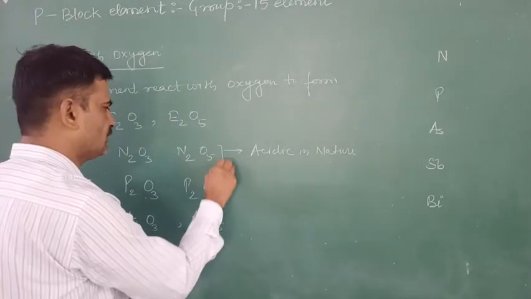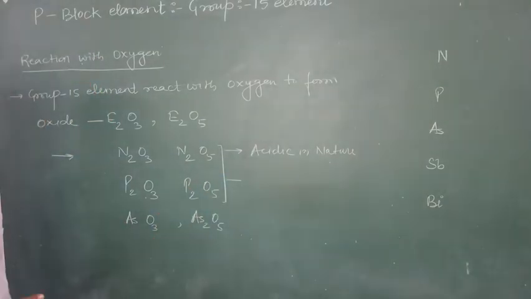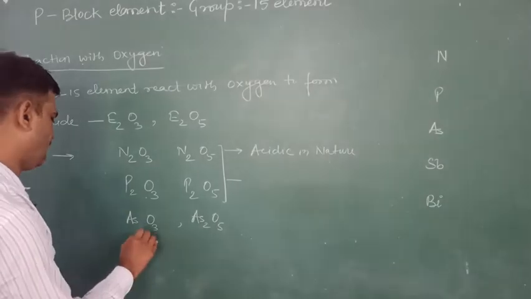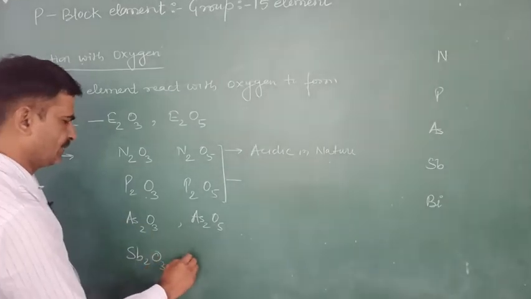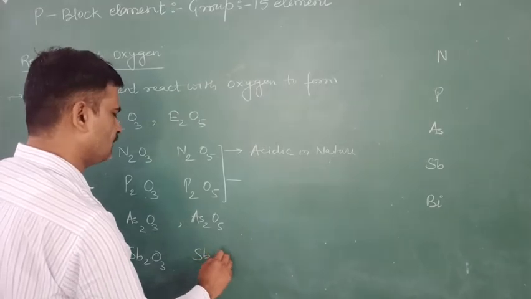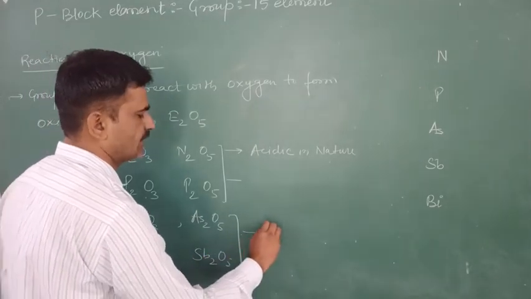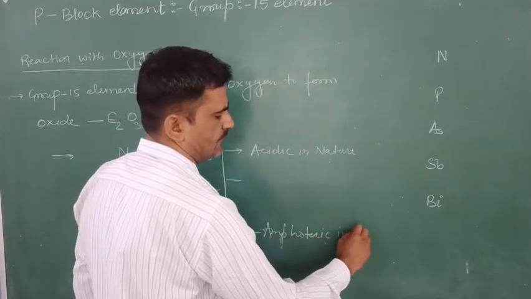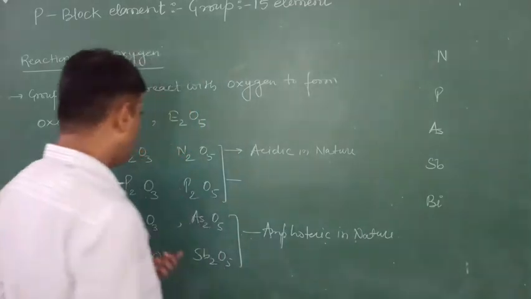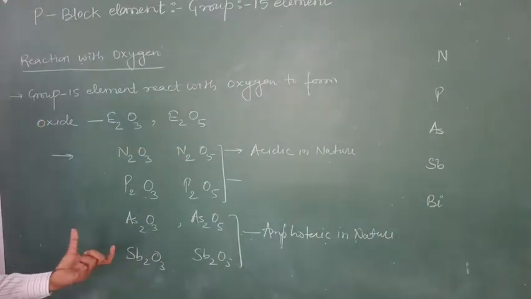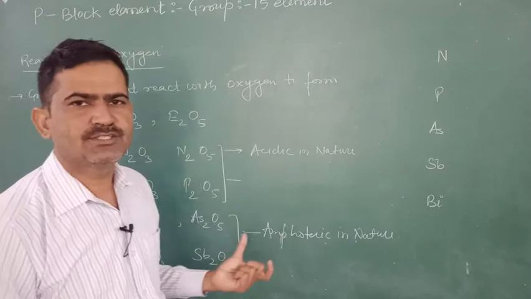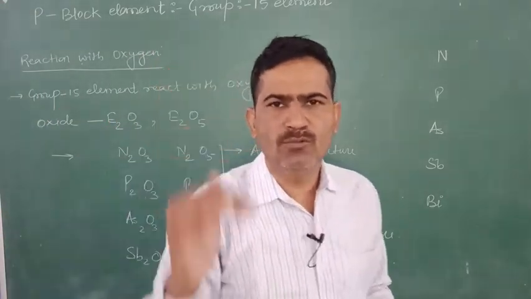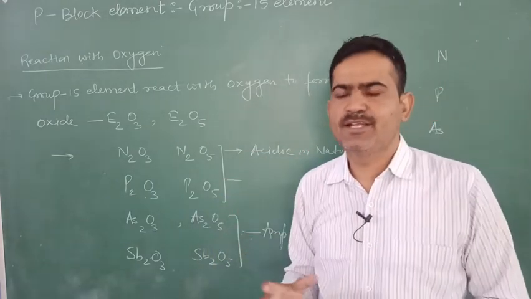Similarly, the oxides of nitrogen and phosphorus both are acidic in nature, but the oxides of arsenic and antimony are amphoteric in nature. They show both acidic and basic properties. Mainly the oxides in the higher oxidation states are acidic in nature, but while you are moving down the group, their acidic character decreases.